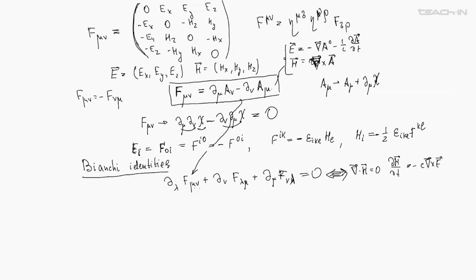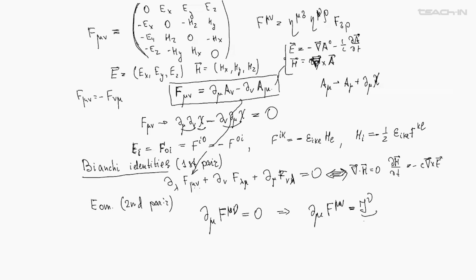Now, in the absence of sources, the equations of motion, so this means the second pair of Maxwell equations, have the following form. So this is the first pair, and this is the second pair. It looks like this: ∂_μ F^{μν} is equal to 0. In the presence of sources, it would look like ∂_μ F^{μν}, and on the right-hand side there would be a source current, J^ν. Okay, so that is the second pair of Maxwell equations. So the Bianchi identity together with the dynamical equations ∂_μ F^{μν} equal to 0 form the whole system of Maxwell equations written in a covariant form, Lorentz covariant form.